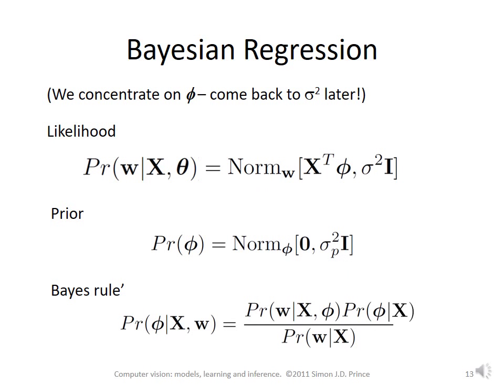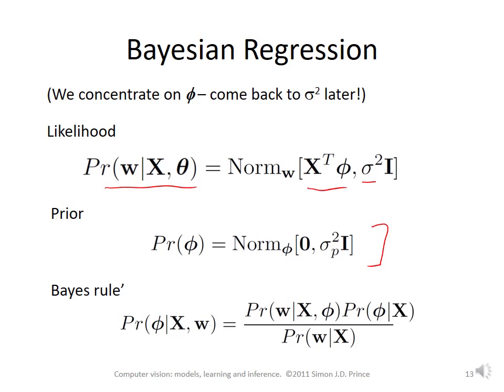We still have the same likelihood as we did before, so probability of W given our measurement data and our model is a normal distribution using our full sensor matrix and our gradients phi. It's also got this covariance based on sigma squared times the identity matrix. Now our prior is saying that our gradients phi are zero mean and they have a spherical covariance.